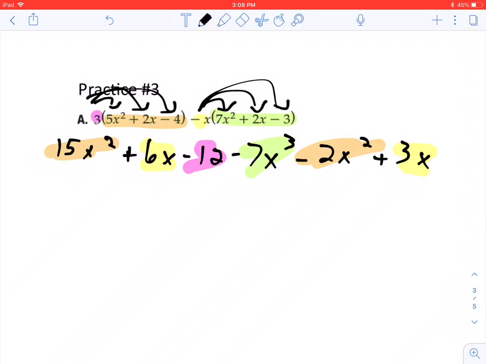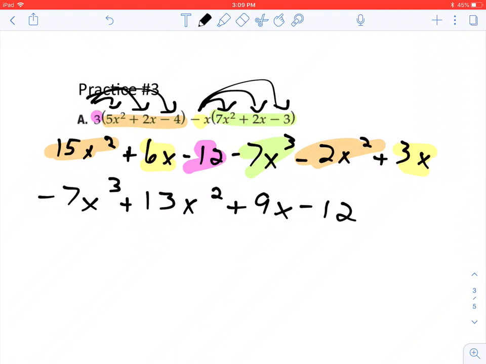So you can see the highest power is 3. So we write negative 7x to the third. And then we have a 15x squared, which is in orange, and we have a minus 2x squared. So 15 minus 2 is 13, so 13x squared. Then we have 6x plus 3x, which is 9x, that's in the yellow. And finally, we have the minus 12. All right, guys, so we have it ordered from the highest power to the lowest, and we have combined all the like terms. So that is our final answer.